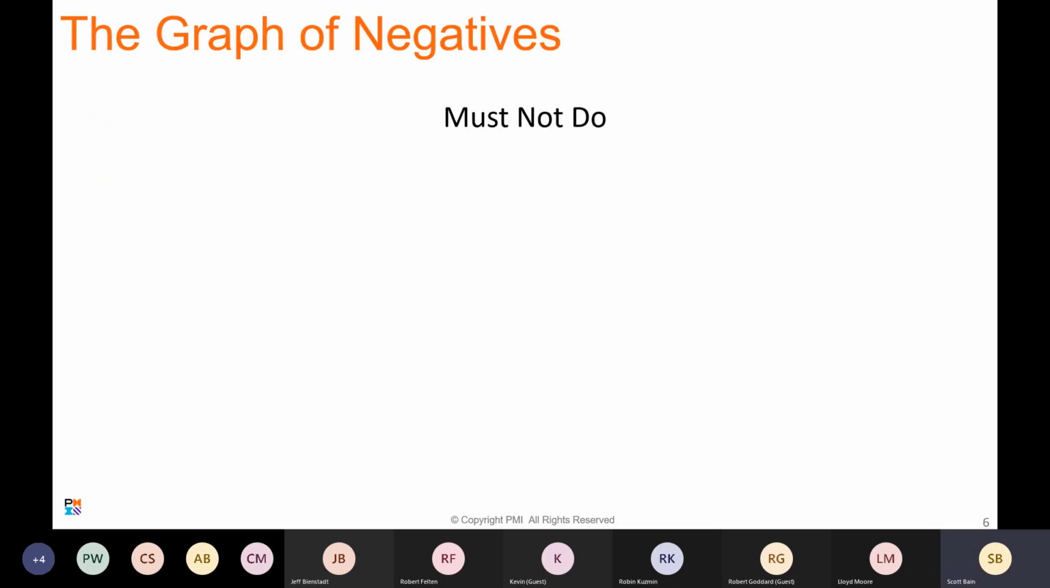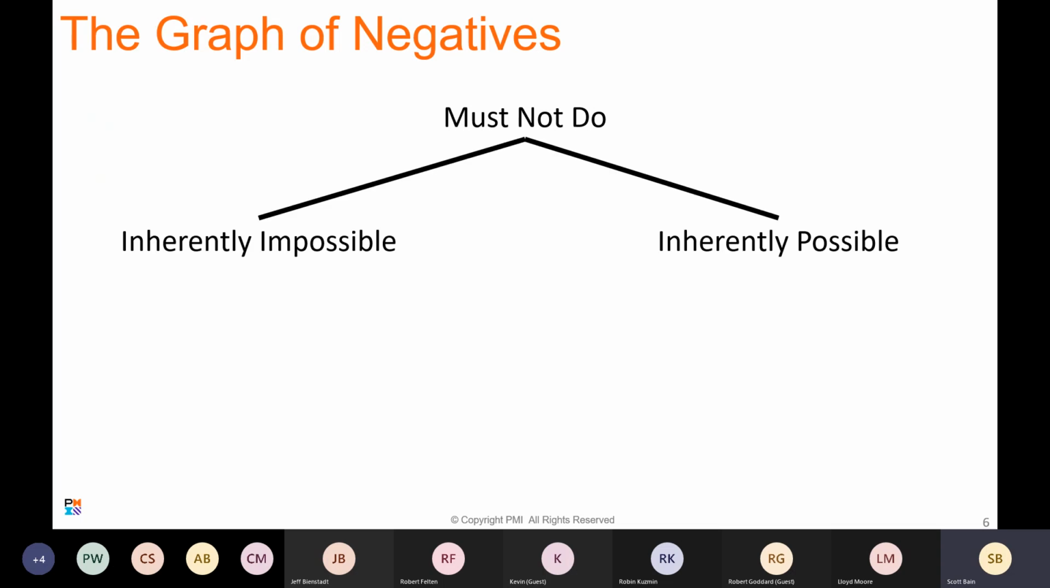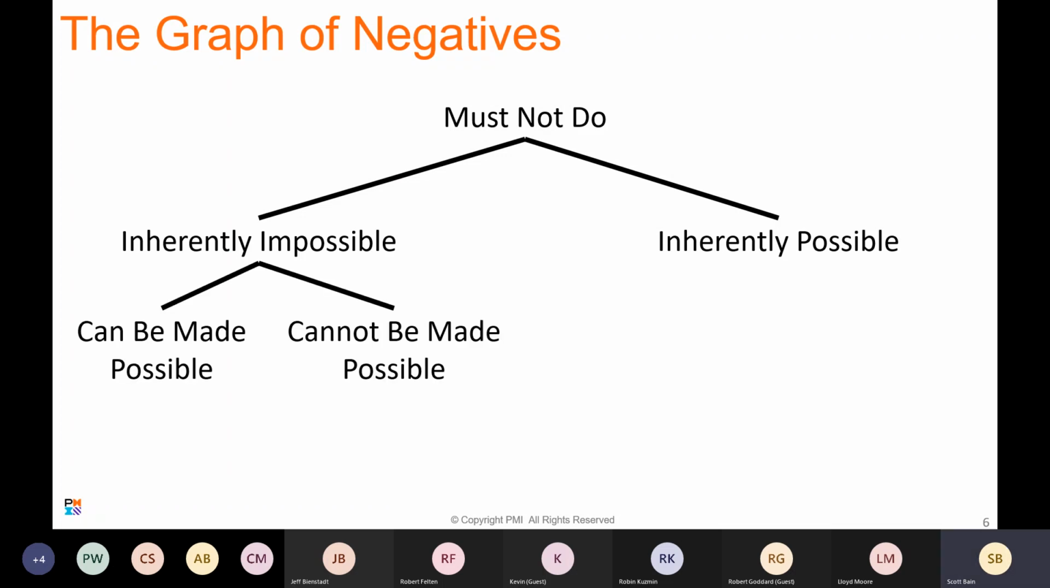I want to break this must not do kind of requirement into categories, which I call the graph of negatives. Some things are simply impossible by their nature. Other things are inherently possible. Some of the inherently impossible things can be made possible by an action we might take. Others cannot, no matter what we do.